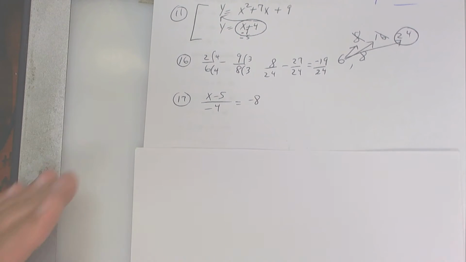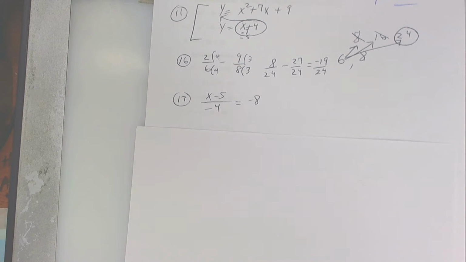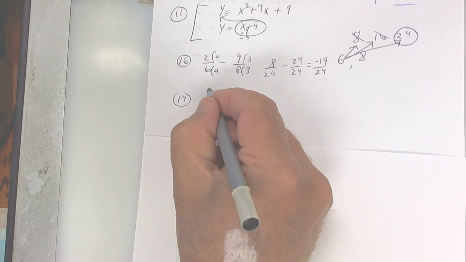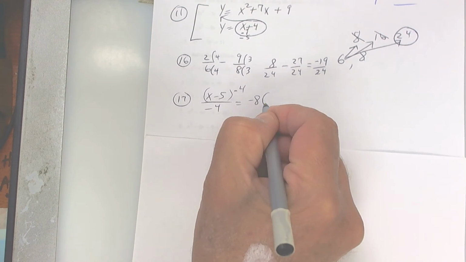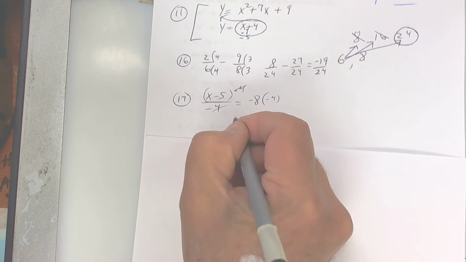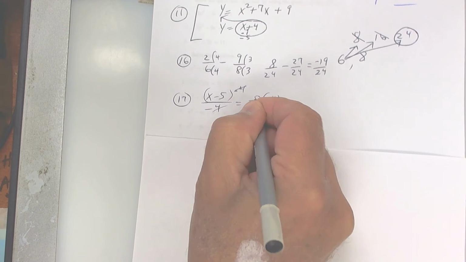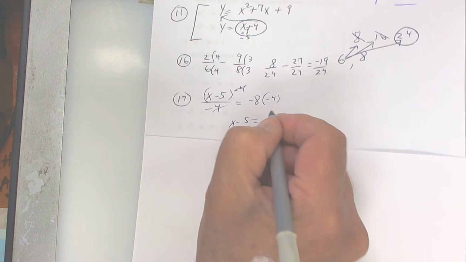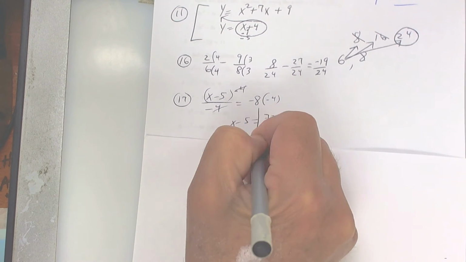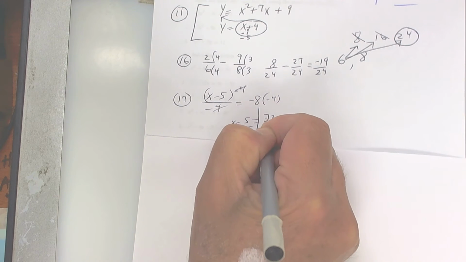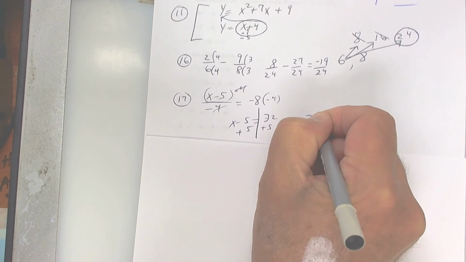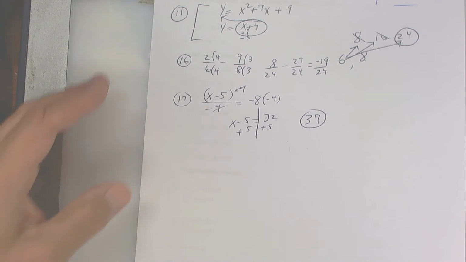This one right here, the whole thing is being divided by a negative, so you want to multiply by a negative 4. And when you do, you get x minus 5. A negative times a negative, that's a double negative. That's 32. And then you're going to add 5 to both sides. It looks like 37.